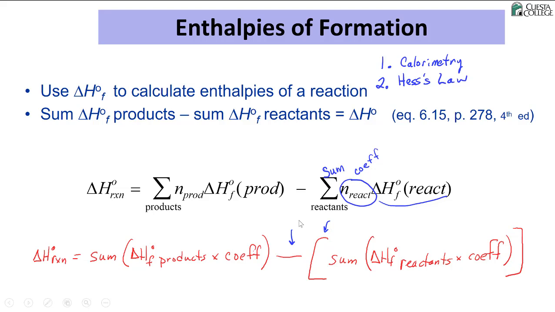Now all of this works because of Hess's law that says that the overall delta H of a reaction is equal to the sum of the delta H values of individual parts that add up to that overall reaction. We'll look at how this formula relates to Hess's law towards the end of the video.